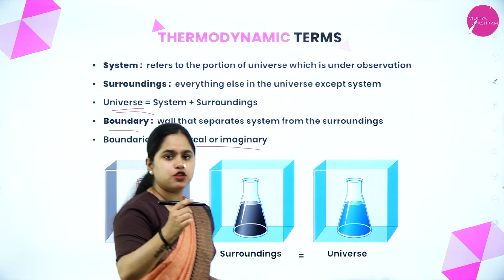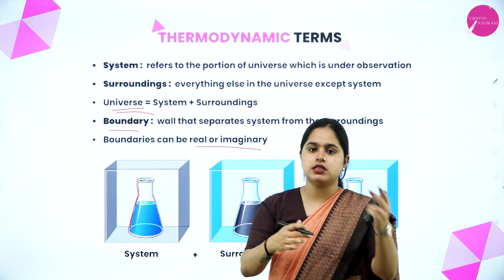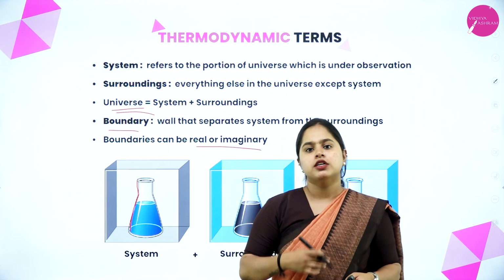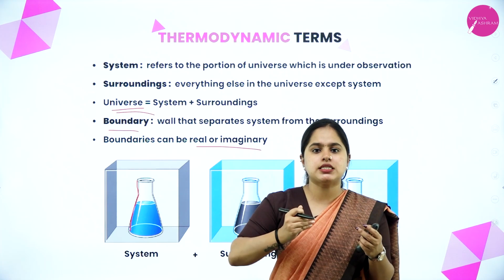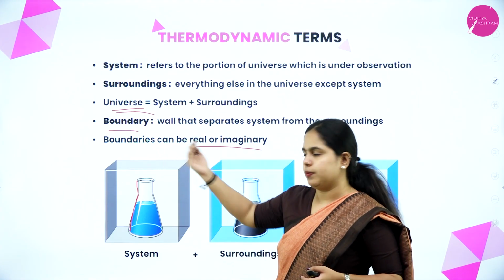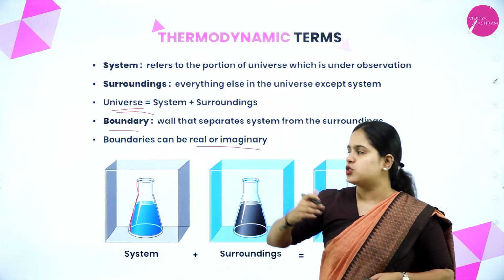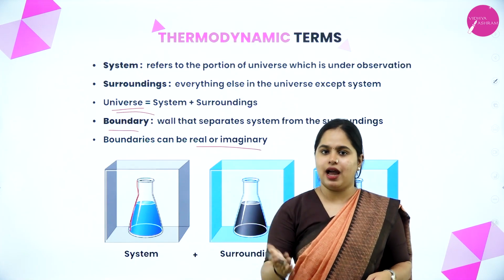In the case of the pen, we know that this is the system, and whatever is present around it is the surroundings. So what separates the system and the surroundings is called the boundary, and it can be real or imaginary. So that is about system, surroundings and boundary.